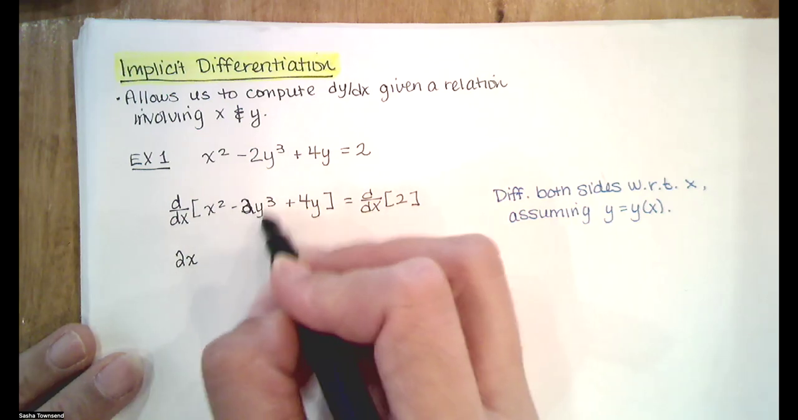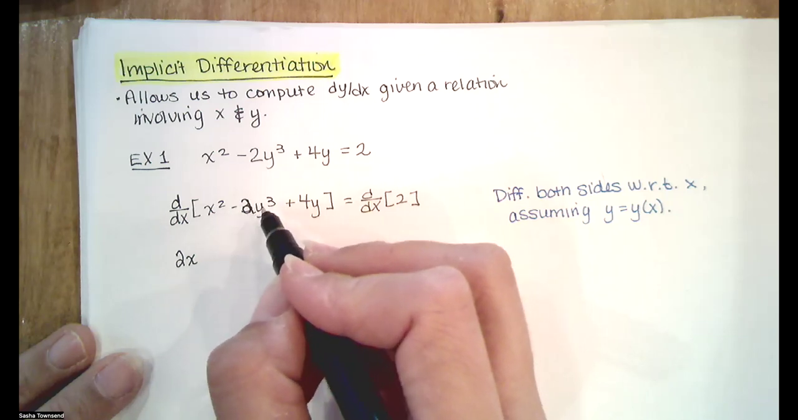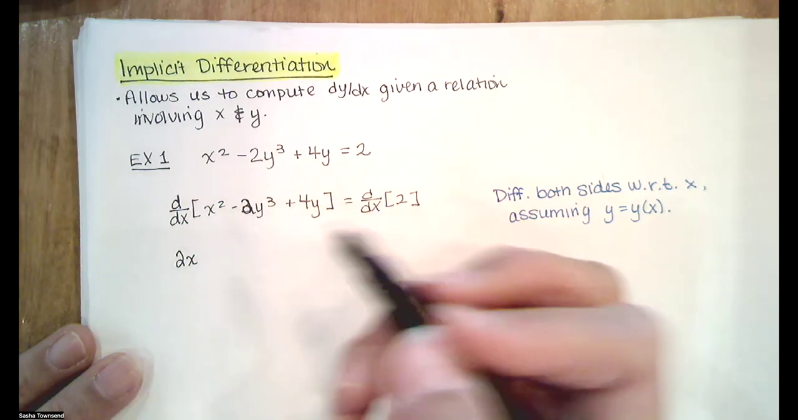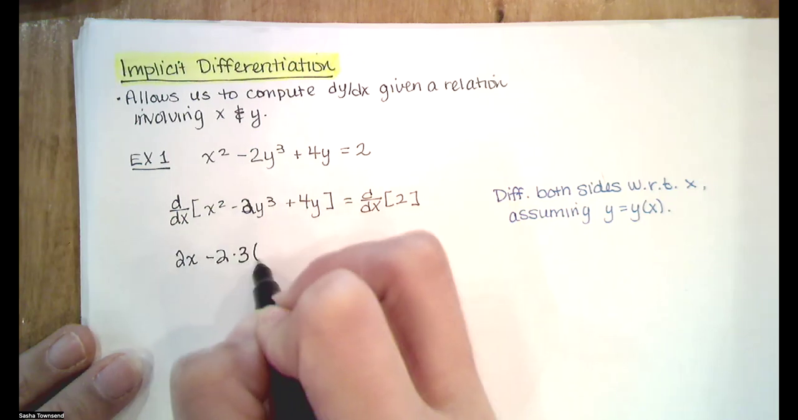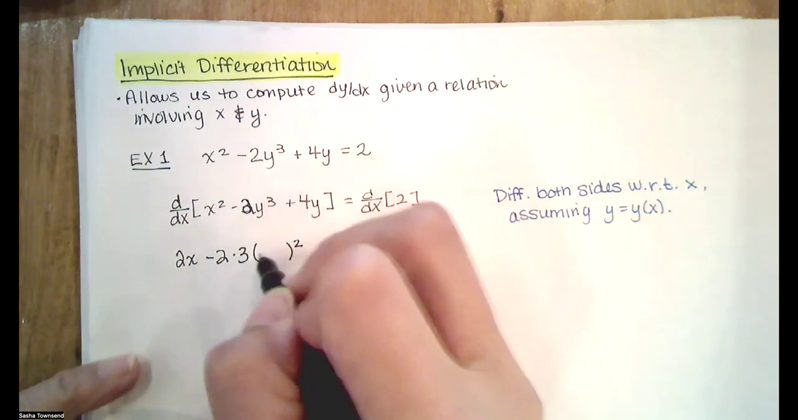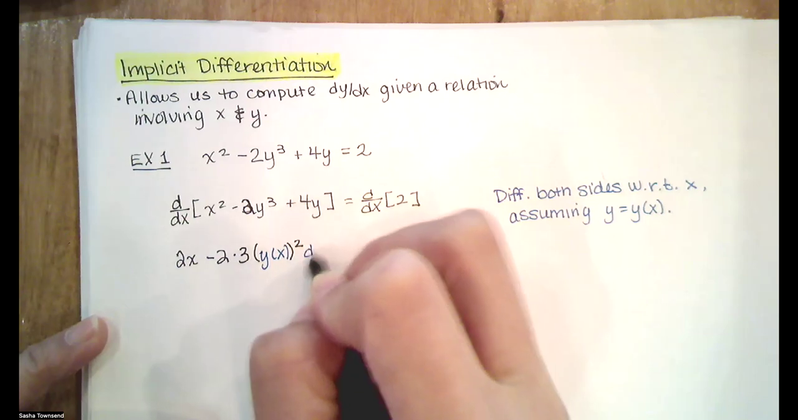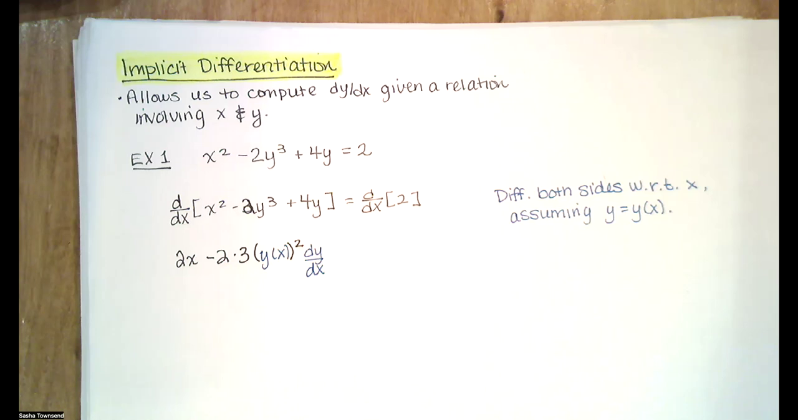So you think of y as the inside function, which we don't know, and we want the derivative of -2 times that inside function cubed. Well, -2 times some function cubed has the derivative of -2 times 3 times the original function squared. And the original function in this case is y of x. And then we multiply by the derivative of the inside by the chain rule. We call that implicit differentiation.